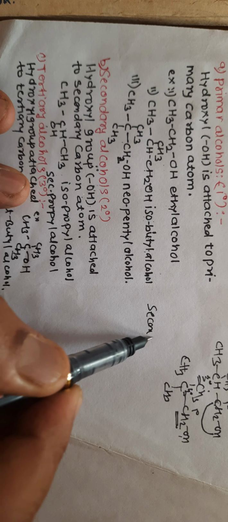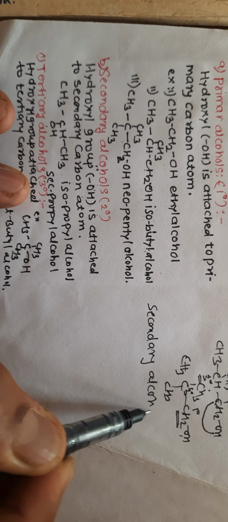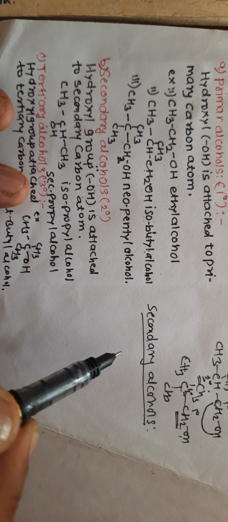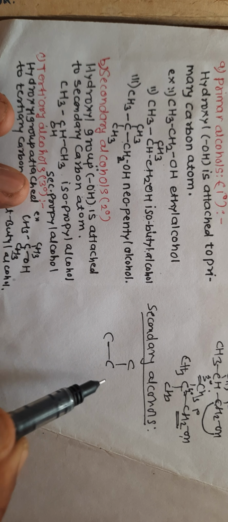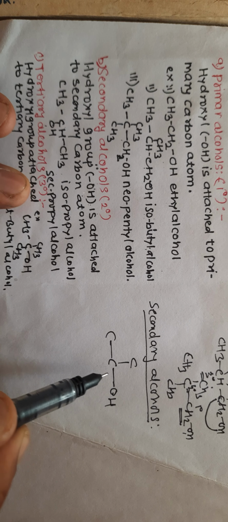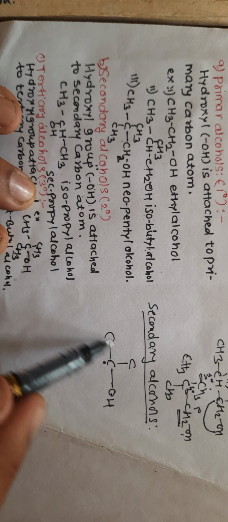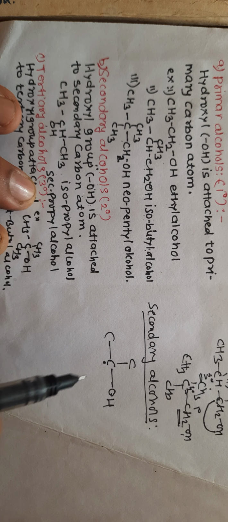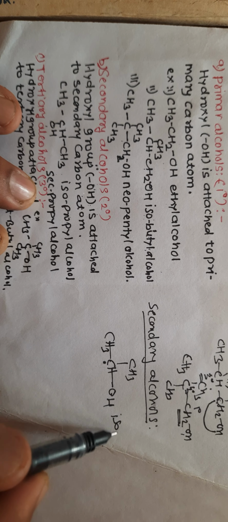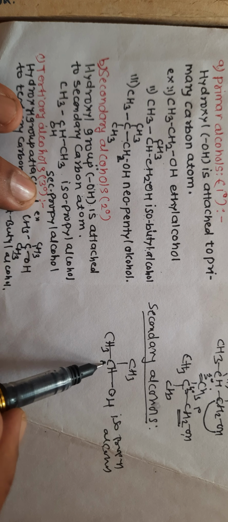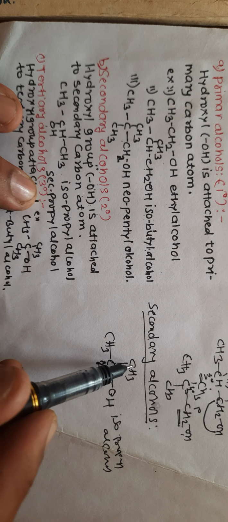Then secondary alcohols. The alcohols in which the OH group is attached to a secondary carbon atom are known as secondary alcohols. A secondary carbon atom is a carbon atom which is attached to at least 2 other carbon atoms. Here, therefore, it is CH3, CH3. It is sec-propyl alcohol, also known as isopropyl alcohol. It is an example of a secondary alcohol, as the OH group is attached to a secondary carbon atom, which is attached to another 2 carbon atoms.